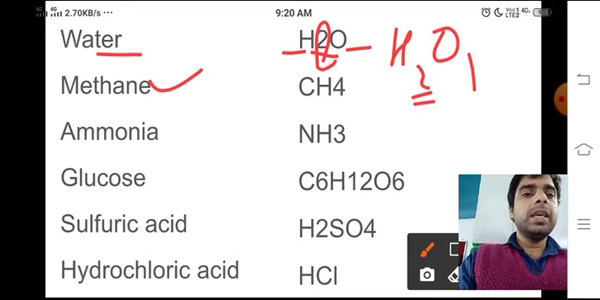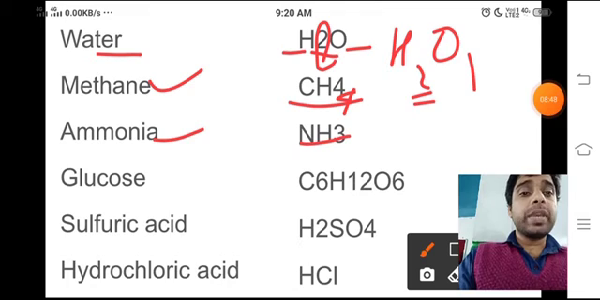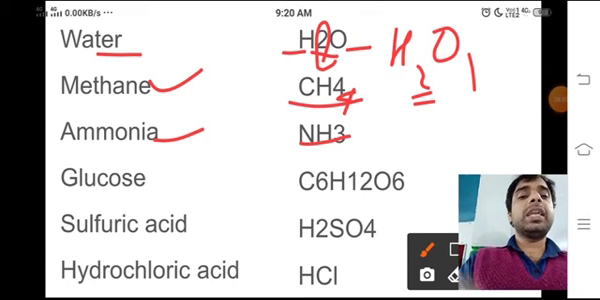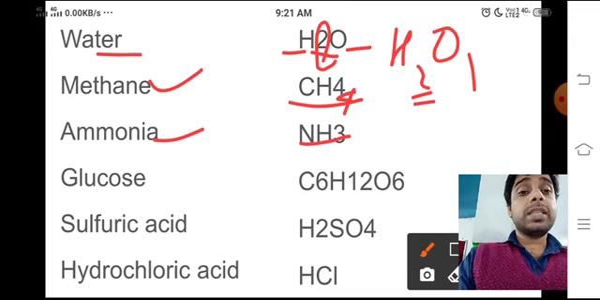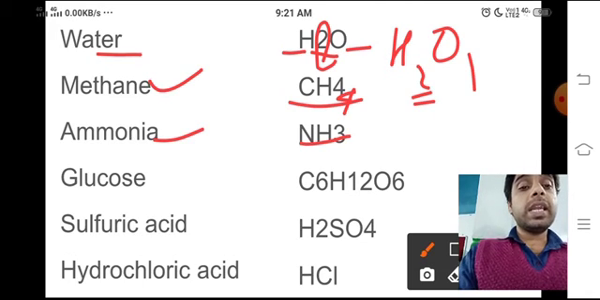Then methane, CH4 is there. Subscript means the lower side. Ammonia, NH3, where the constituent atoms are nitrogen and hydrogen. In methane you can see carbon and hydrogen. Glucose has carbon 6, hydrogen 12, oxygen 6. And in sulfuric acid, hydrogen, sulfur and oxygen are there: 2 hydrogen, 1 sulfur, 4 oxygen.